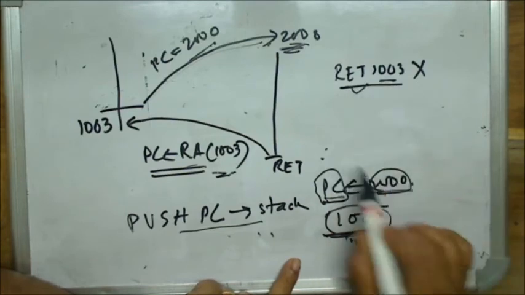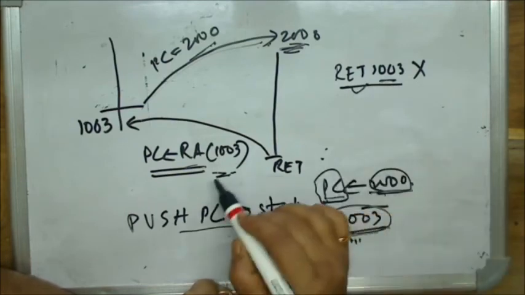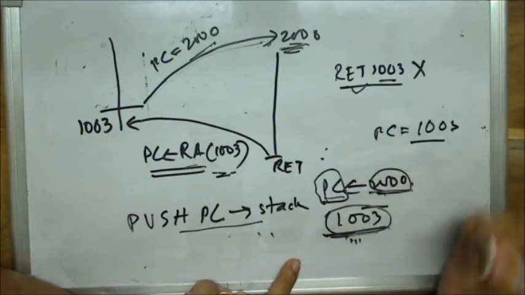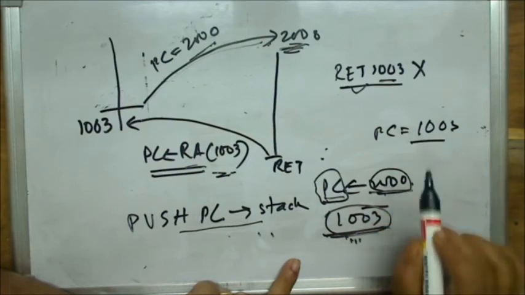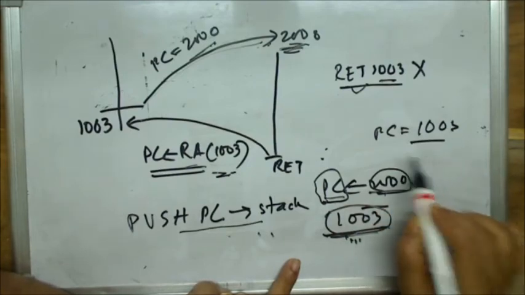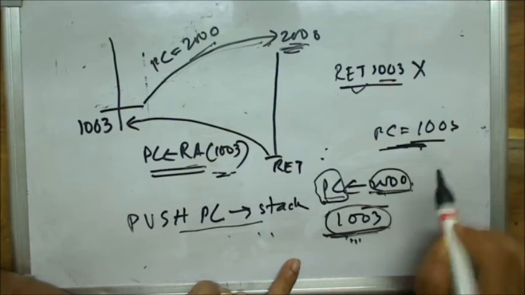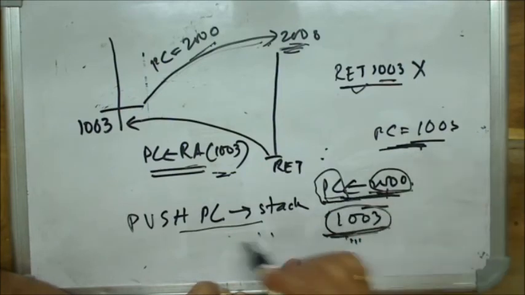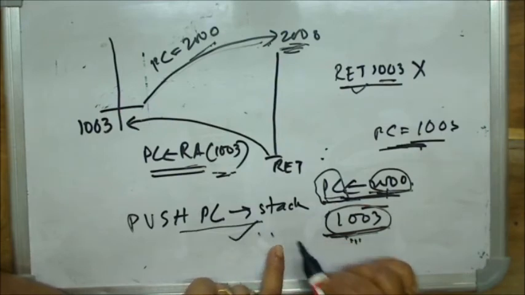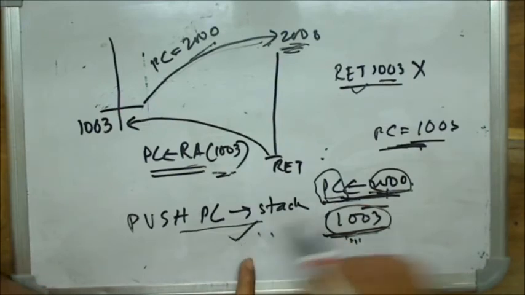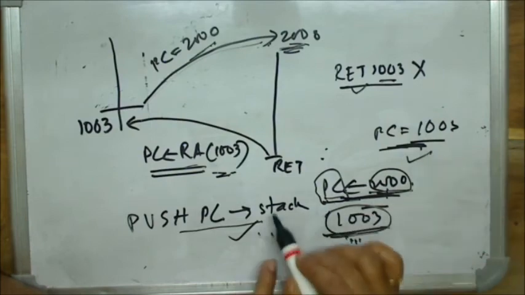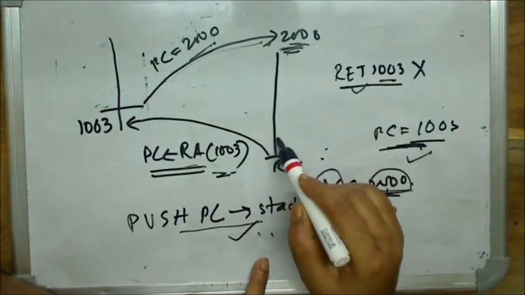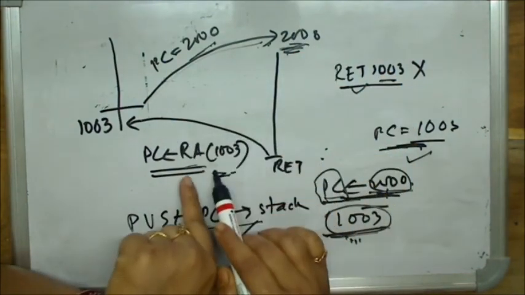That is clear. Now you remember PC was 1003 after the call instruction was fetched, not executed. When the call instruction was fetched and decoded, PC was 1003. After execution, PC was loaded with 2008. The processor is made in such a smart way that after fetching, it knows that this is a call instruction, so it has to go to a subroutine, execute the subroutine, and then return back. So it needs the return address, right?